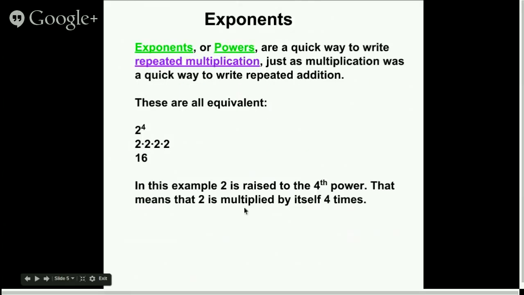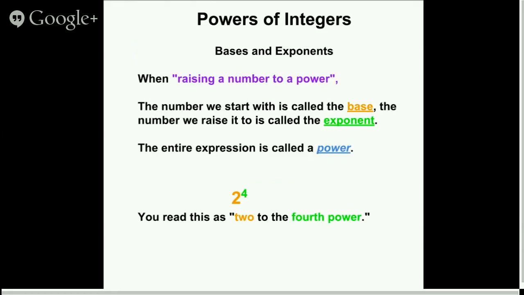So exponents, or powers, are a quick way to write repeated multiplication. So 2 to the power of 4 is the same as 2 times 2 times 2 times 2, 2 times itself 4 times, which is equal to 16. You would say this 2 to the 4th power. That means 2 is multiplied by itself 4 times.